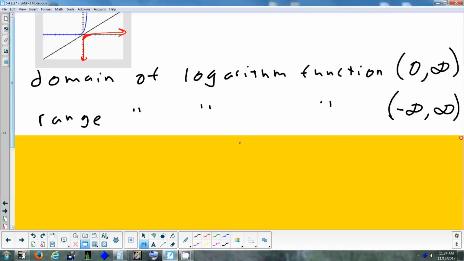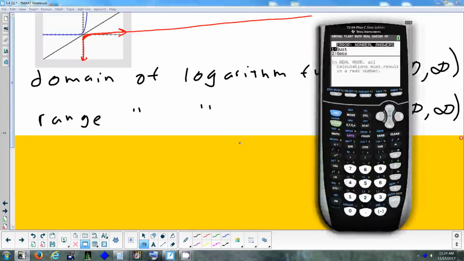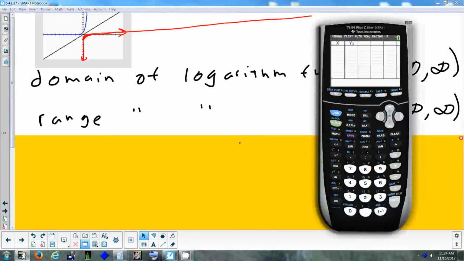It goes down forever, and it's going to go up forever. Okay, it's extremely slow. It's kind of like that, but it's still going to just keep going up. Very, very slowly. In fact, just put in log of x and look at your table.